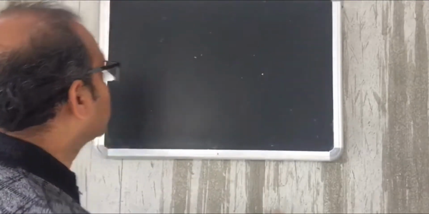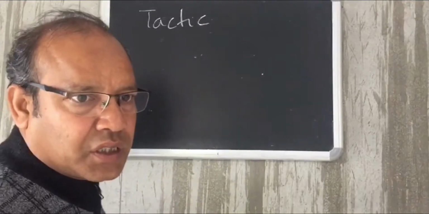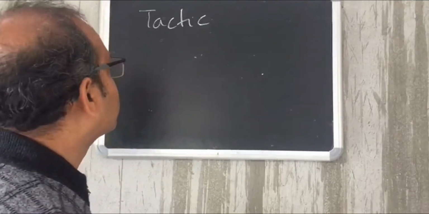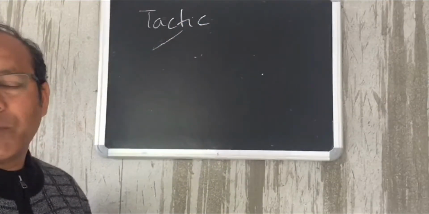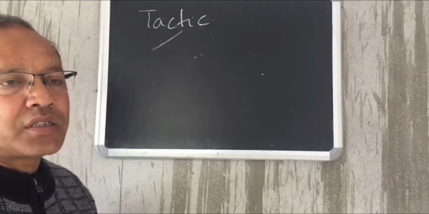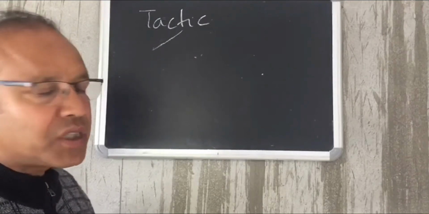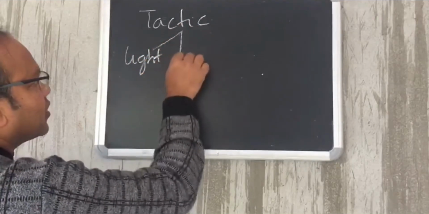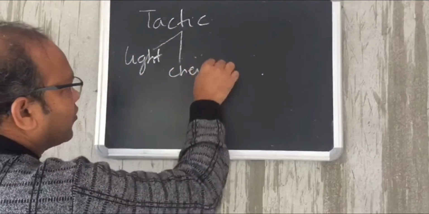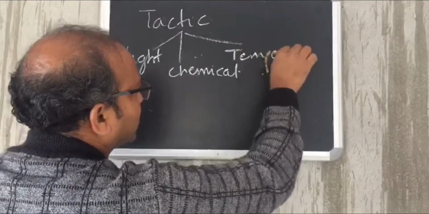As we were discussing in the last class about tactic movement, let's go further with tactic movement. Tactic movement requires stimuli. As we know, tactic movement is the movement of plant body from one place to another. So they locomote. And this is a type of induced movement. So they require stimuli. The stimuli can be light, chemical, or temperature.